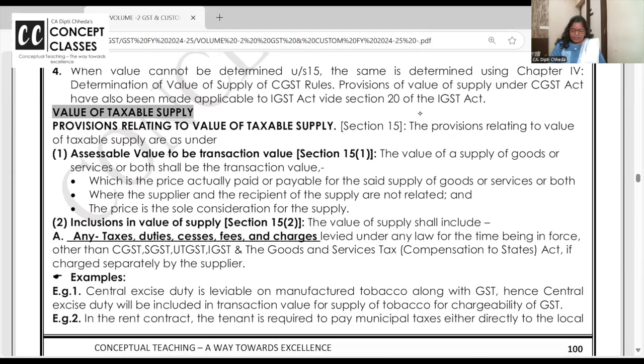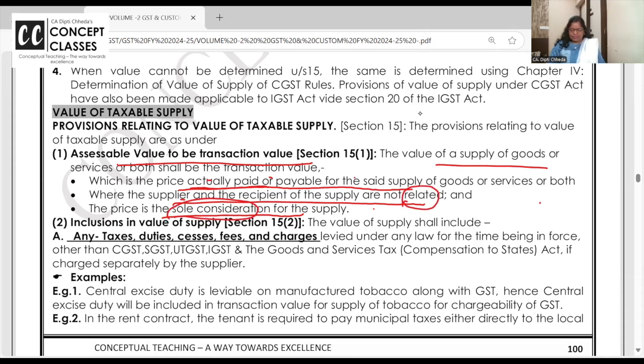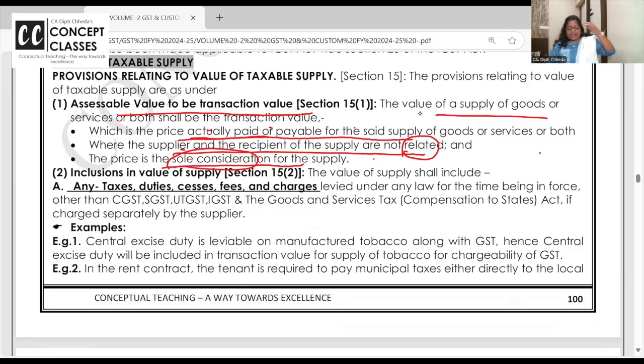The first point you have to start with is calculating the transaction value. Transaction value is the value of supply of goods or services, which is the price actually paid, where the supplier and buyer are not related. Then only it's an arm's length price, right? And price is the sole consideration. Price actually paid or payable by the recipient, and supplier and recipient are not related, and price is the sole consideration.